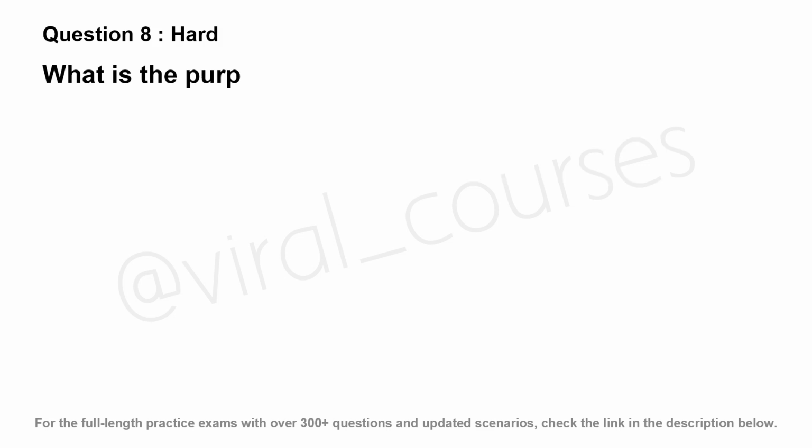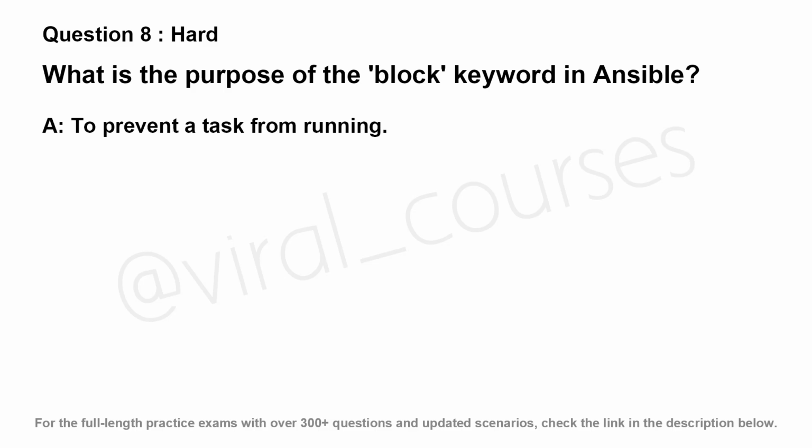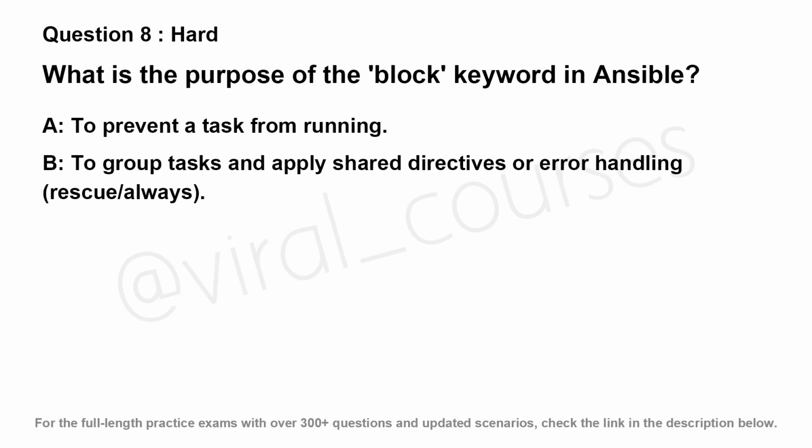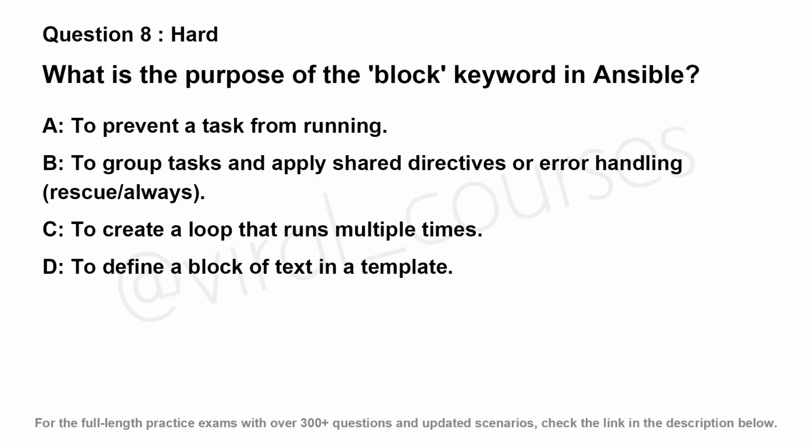What is the purpose of the block keyword in Ansible? Option A. To prevent a task from running. Option B. To group tasks and apply shared directives or error handling: rescue, always. Option C. To create a loop that runs multiple times. Option D. To define a block of text in a template.